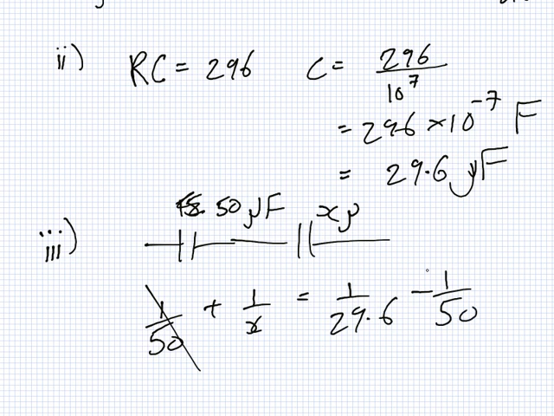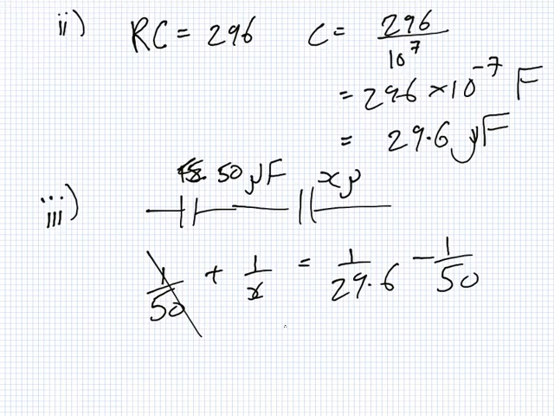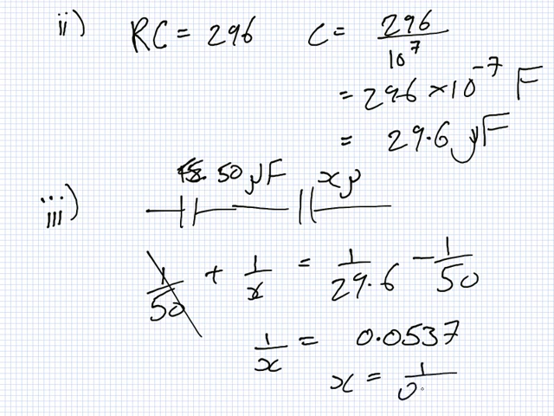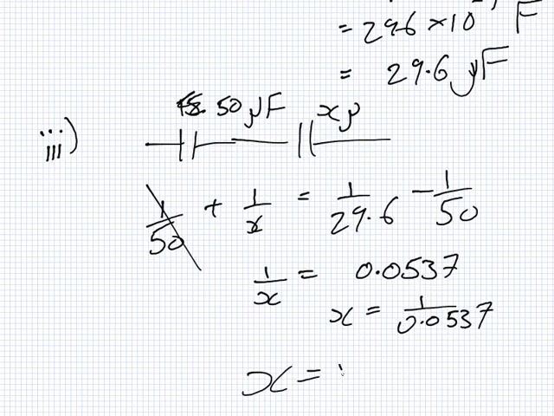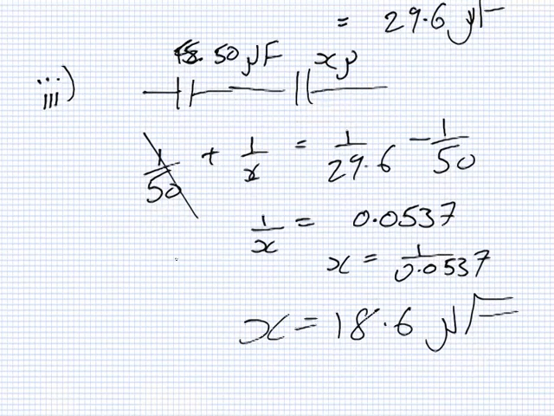Can someone tell me what these fractions are as a decimal? What's it about, like 0.02 or something? 0.05. Okay, so then if you flip this upside down, what you get? 18.6. Is there another part, Kelvin? What's the next part?